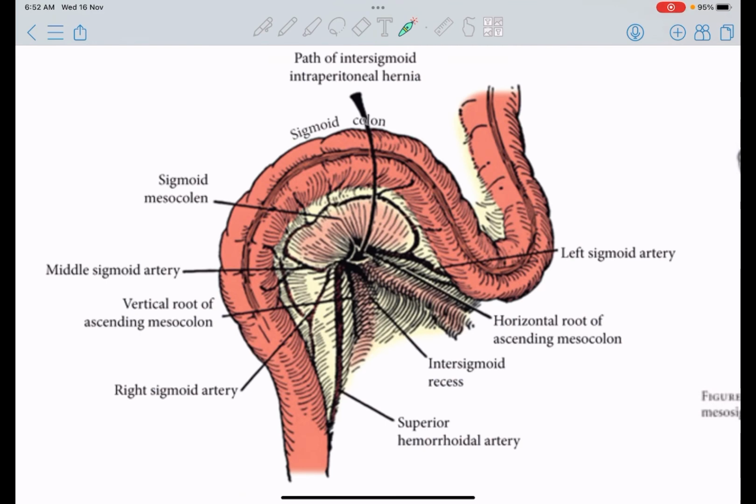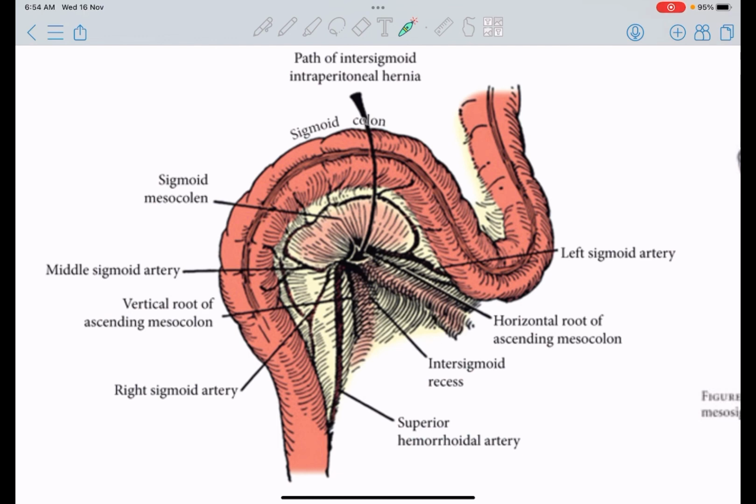To understand intersigmoid hernia, we have to take a look at the anatomy a little bit. In this diagram, we need to notice that this is the sigmoid colon, this is the mesentery of the sigmoid colon, and this is the horizontal root of the ascending mesocolon, and this is the vertical root of the ascending mesocolon. The point where the horizontal root and the vertical root of the ascending mesocolon meet, that part is called intersigmoid fossa. When a loop of bowel protrudes through the intersigmoid fossa, it is called intersigmoid hernia.